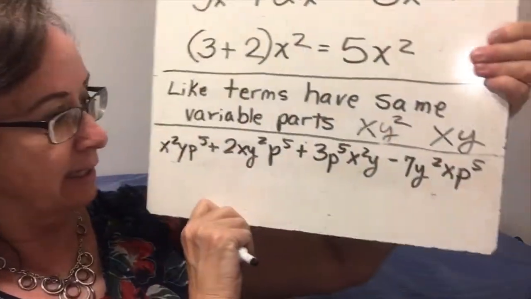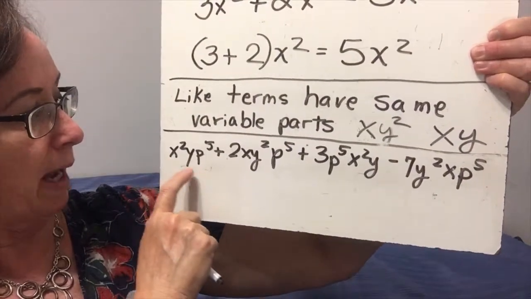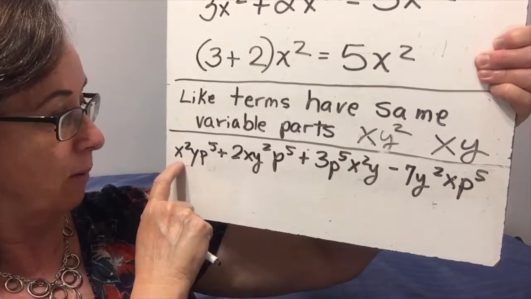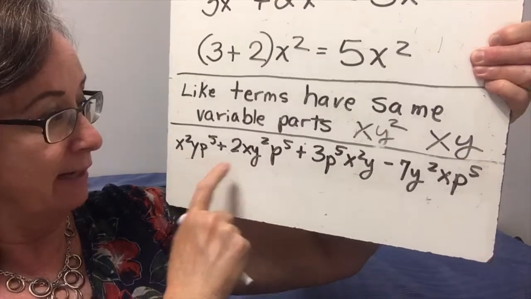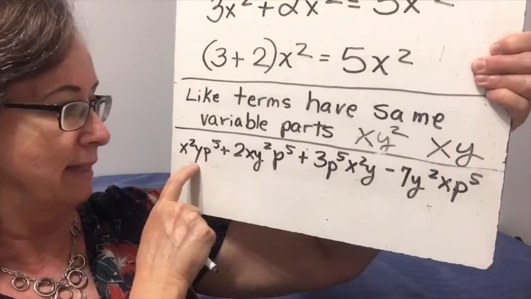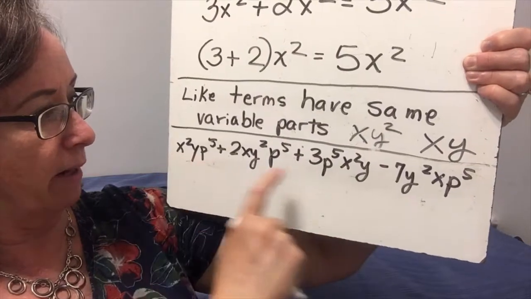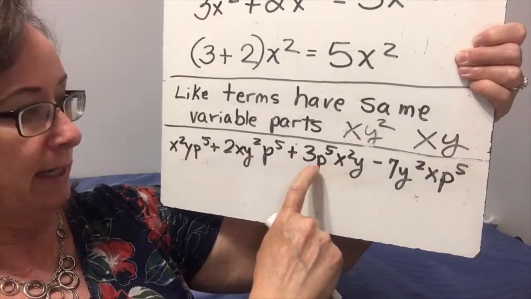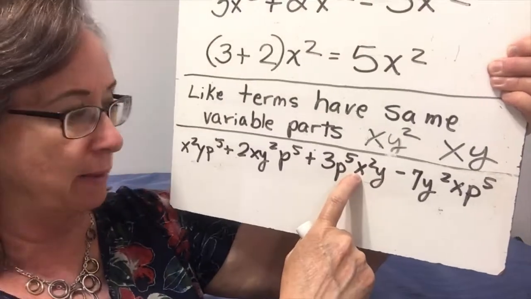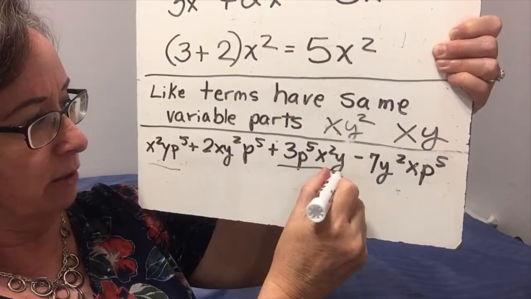So now let's look at this example problem down here. We start with an x squared y p5. So now we've got to look for another x squared y p5. Now this one has a y squared x p5, so we can't add that with this one. So we're looking for a p5 and a y and an x squared, so we look here. Well, it does have a p5 and a y and an x squared. Remember, they don't have to be in the same order. So these two are like terms.